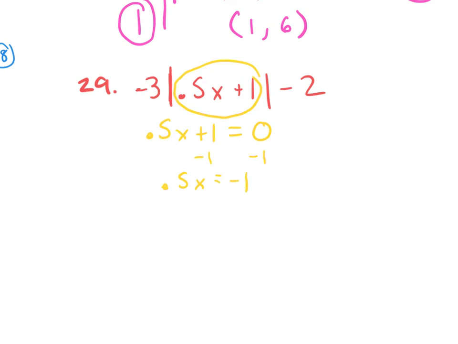Now what do we need to do? Do we find what x is equal to? Divide by what? Divide by 0.5. So x is equal to -1 divided by 0.5. What is -1 divided by 0.5? How many times does 0.5 go into 1? 2. So x is equal to -2.